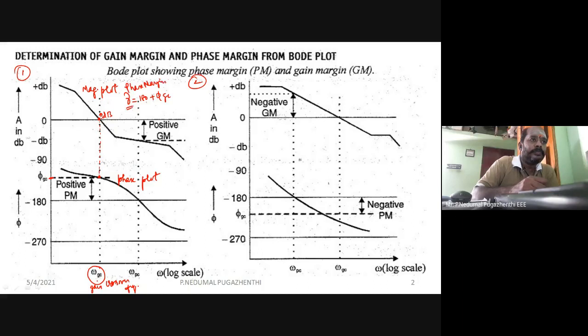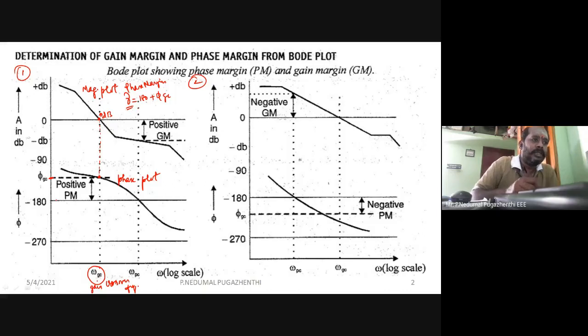So for phase margin, you are supposed to see where your magnitude crosses your 0 decibel line. Extend the point, it will cut your phase plot. What is the angle contribution there? And the angle contribution you substitute in the formula for phase margin, you will get your phase margin.